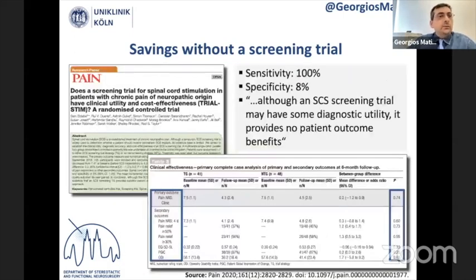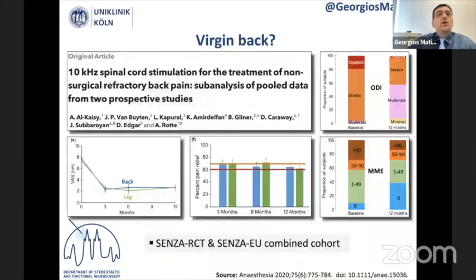Another very interesting article published in Pain from Professor Eldab and his team was this one, showing that the sensitivity of a screening trial is 100%, but the specificity is only 8%. And the authors conclude that although a screening trial may have some diagnostic utility, it provides no patient outcome benefits. What about patients with virgin back, patients that do have back pain or back and leg pain, but they have never been operated before?